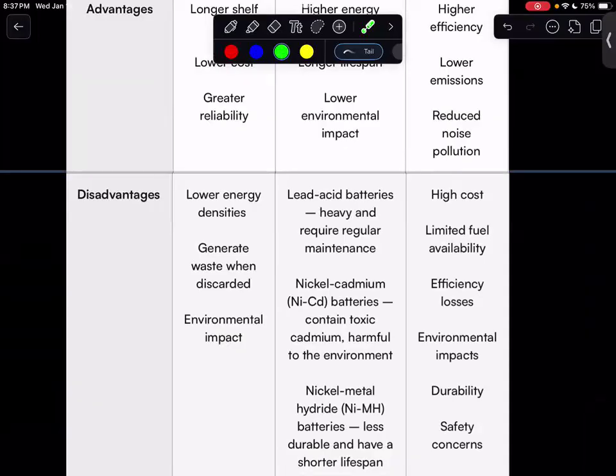Now, the big disadvantages are with primary cells, we have low energy density. There's a lot of waste when discarded. Think about all the single-use batteries you've probably gone through in your life, which leads to a high environmental impact. For secondary cells, a lot of our old ones, like lead acid batteries, require maintenance. A lot of things you might see these in are like cars. Most car batteries are lead acid batteries.